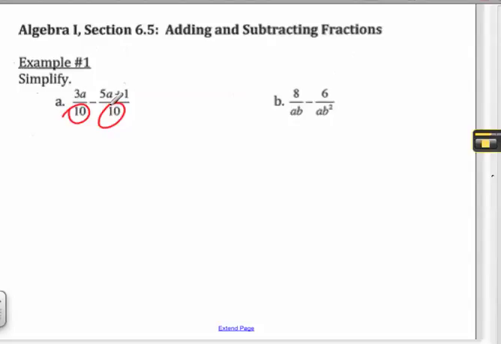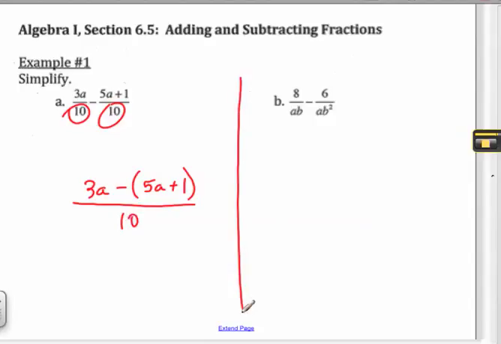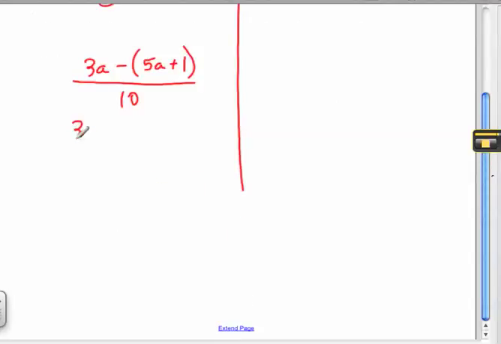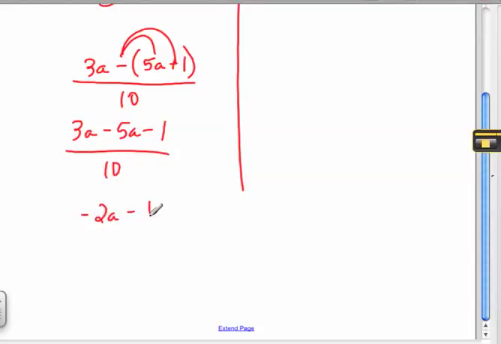So we can put them together. I'm going to write 3a minus, that's the first numerator, minus the second numerator. You see how I put it as a quantity. It's not 3a minus 5a. It's 3a minus (5a plus 1), all over 10. All right? Good so far. Now, let's simplify this. That's going to give me 3a minus 5a minus 1, because that negative gets distributed into the parentheses. Thank goodness we know how to do that. All over 10. Now I'm going to simplify the numerator. I'm going to get negative 2a minus 1 over 10.